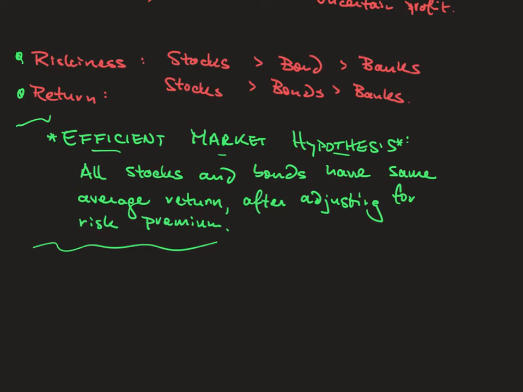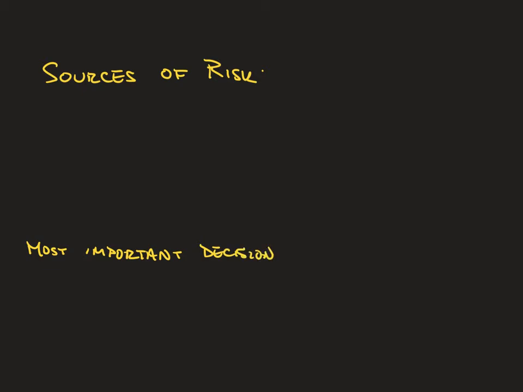And I'm going to lead into a new topic, which is sources of risk, and then the general idea of diversification. It turns out that probably the most important decision for most savers is diversification.